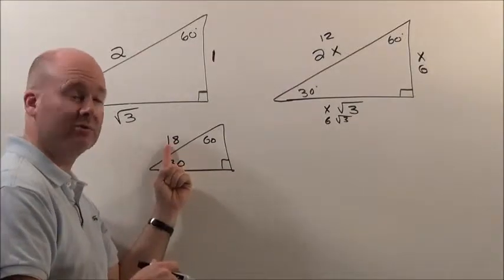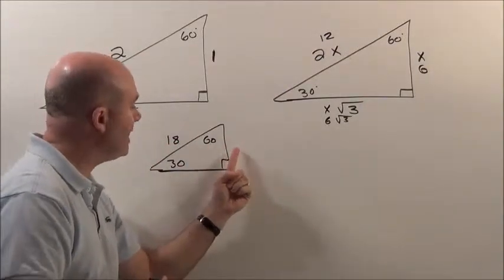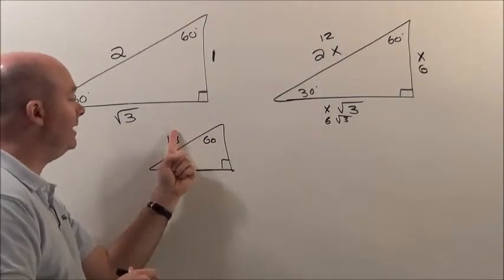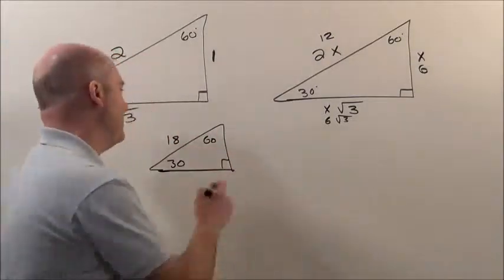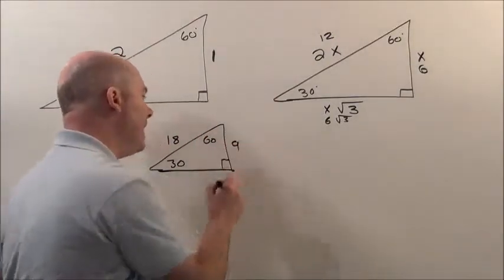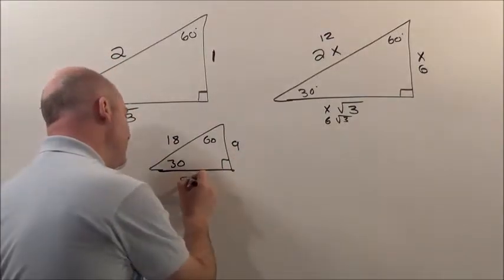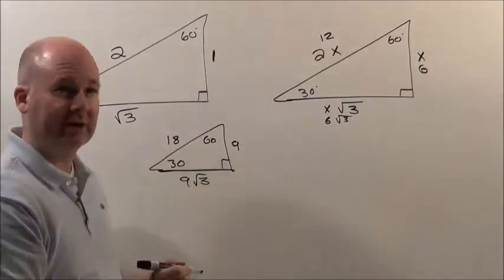Well, if I give you the hypotenuse, to get back to the short side, think. I multiplied by 2 to get here, so how do I get back? I divide by 2. 18 divided by 2 will give me 9, and once I have the short side, then this guy would be 9 root 3.